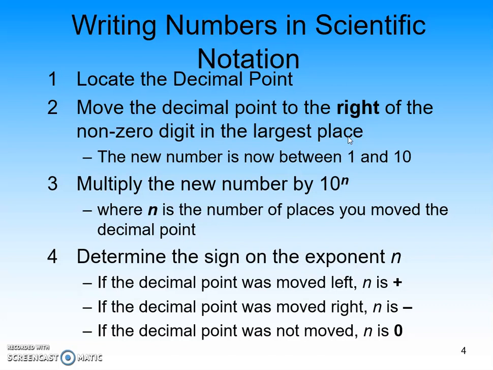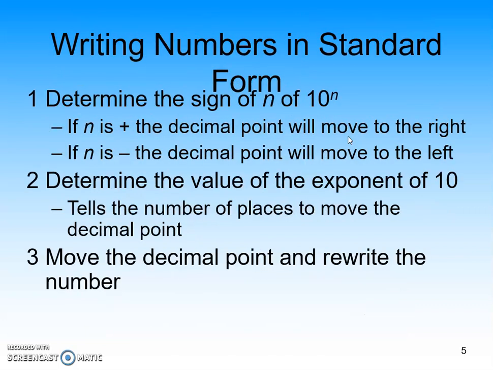If the decimal point was moved left, remember, n is positive. If the decimal point was moved right, n is negative. If the decimal point was not moved, n is 0. These points are important for you for the sign: positive, negative and neutral.